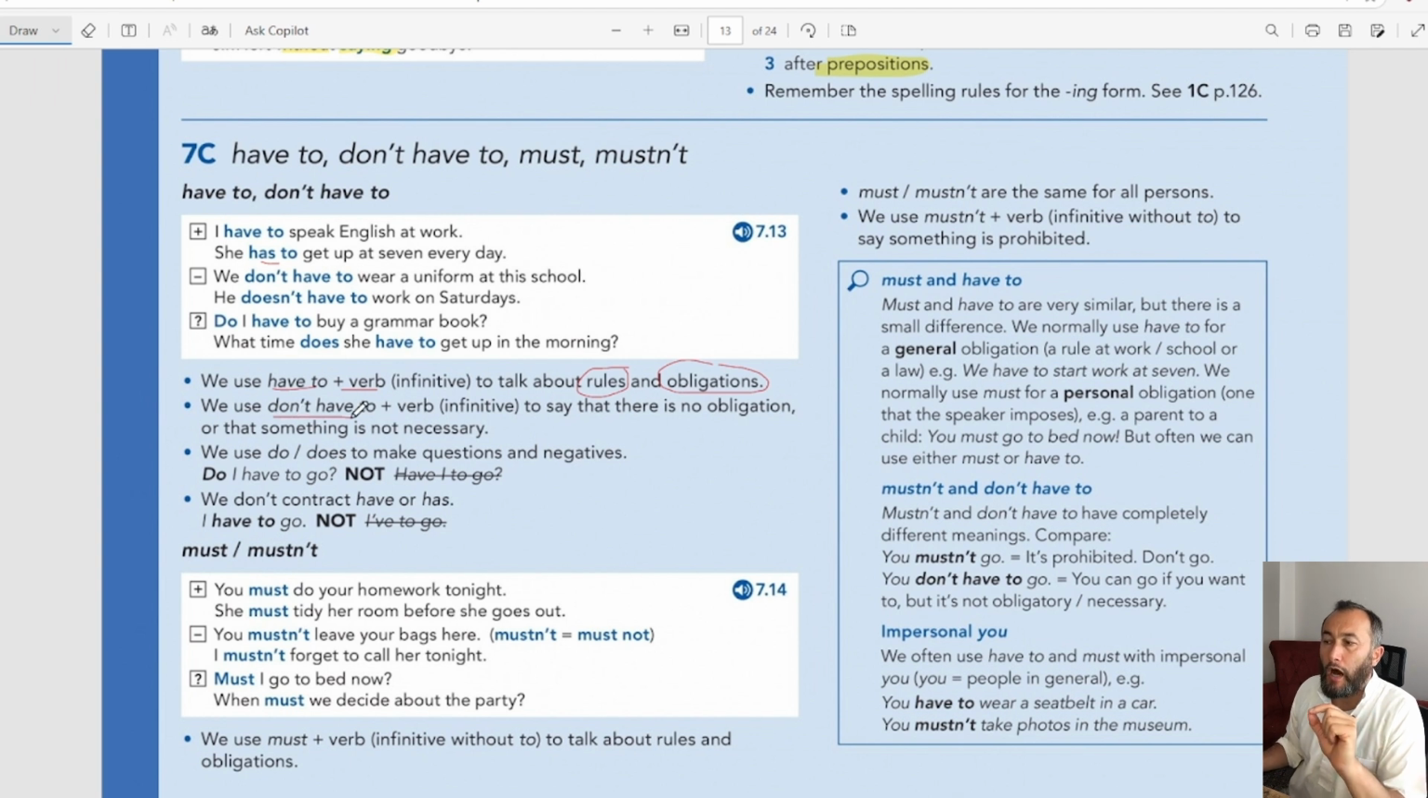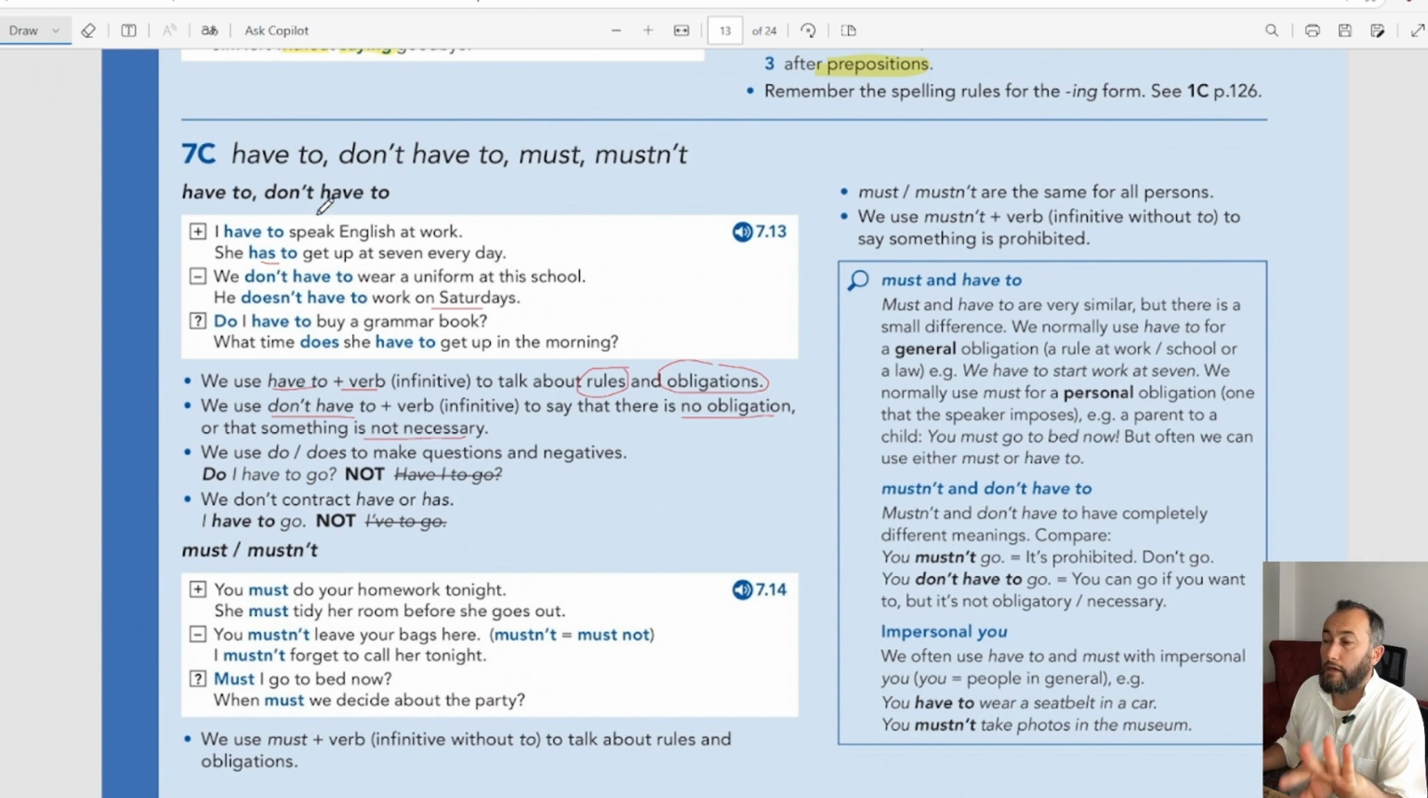You see? We use don't have to, the negative form, to say that there is no obligation, there is no need, something is not necessary. Like, now we don't have to wear a uniform at this school. You wear it, that's fine. You don't wear it, that's also fine. There is no obligation. We don't have to wear. He, she, it doesn't. He doesn't have to work on Saturdays. It is optional. If you want to go and work, that's fine, but there is no obligation for that.